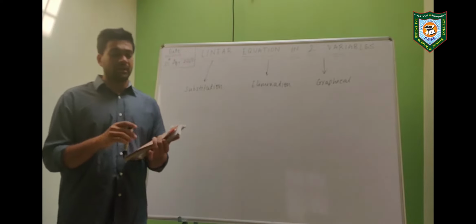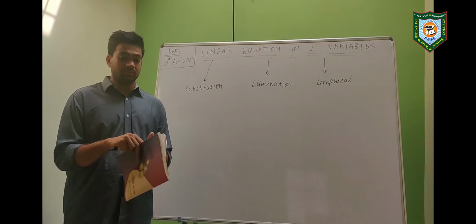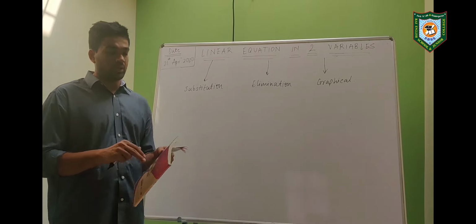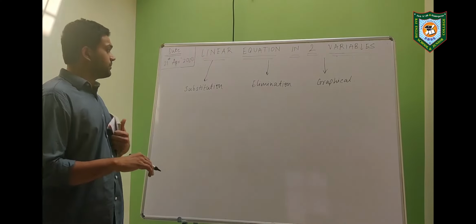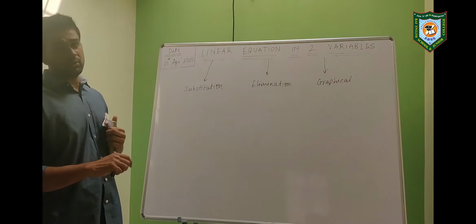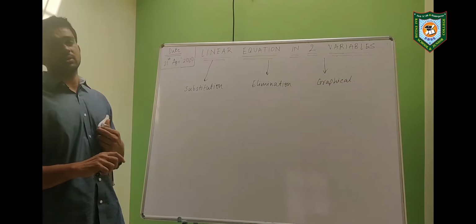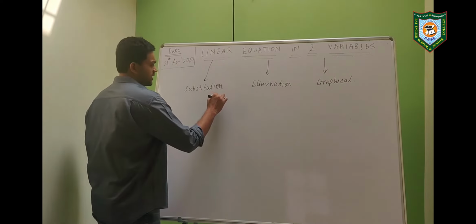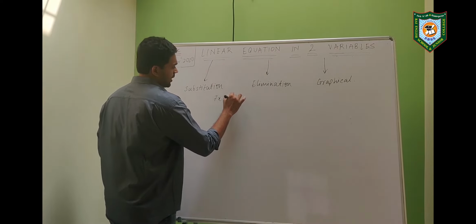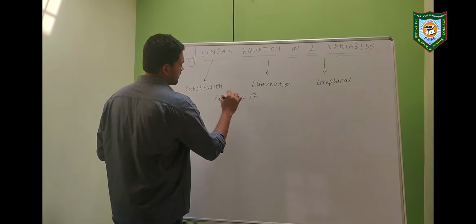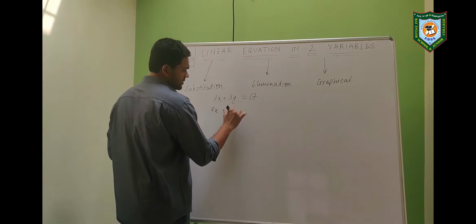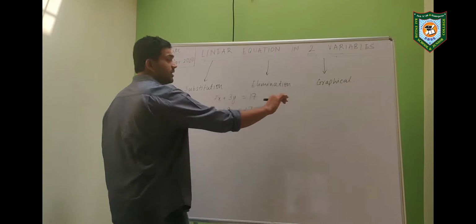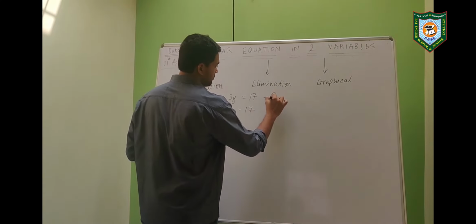Hello students, welcome back to section 3 of this first chapter, linear equations in two variables. In this section we are going to learn how to use the elimination method. I am going to use the same pair of equations as we used in the substitution method. Those equations were 7x + 3y = 17 and 4x + 9y = 17. Naming the equations 1 and 2 before we start.